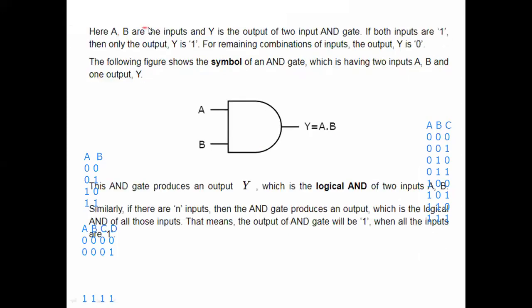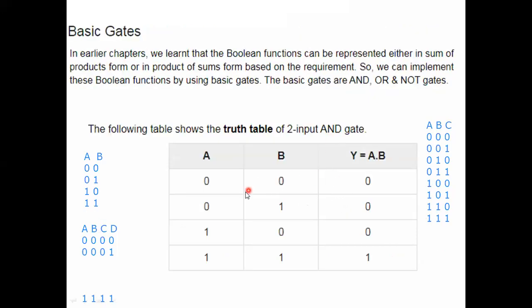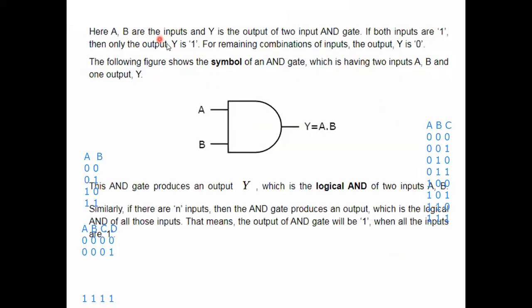See here, A and B are the inputs and Y is the output of a 2 input AND gate. If both the inputs are 1, then only the output Y is 1. For the remaining combinations of inputs, the output Y is 0. If you understand this table, from this table only you will get this statement.